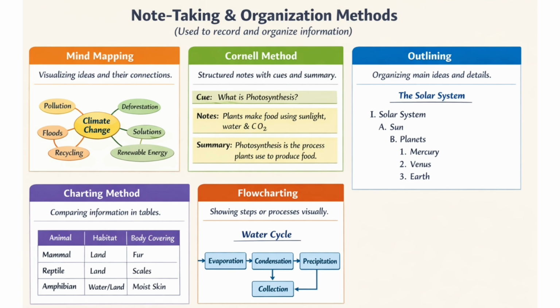And finally, the flowcharting section. It shows the water cycle using boxes connected by arrows. The steps shown include evaporation, condensation, precipitation, and collection, indicating a clear sequence of a process.